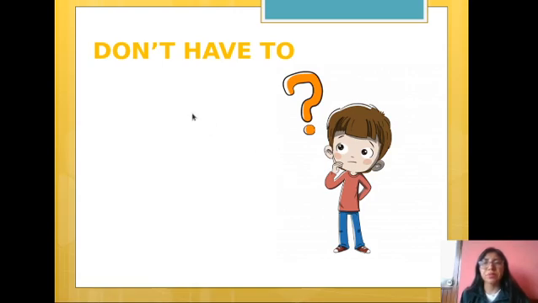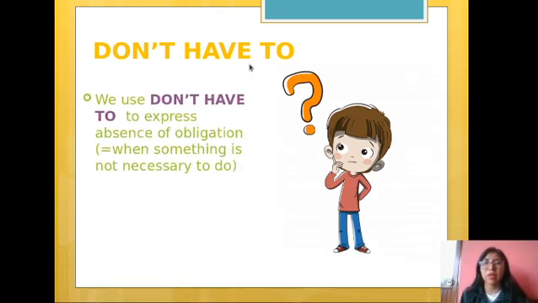We are going to review don't have to. Okay, when do you use it? Pay attention. We use don't have to express absence of obligation when something is not necessary to do. Okay, that means it is the opposite of have to. Esto es como decir el opuesto a have to. Vamos a utilizar este para mostrar una absencia de obligación. Es decir, no es obligado to do something, para hacer algo.